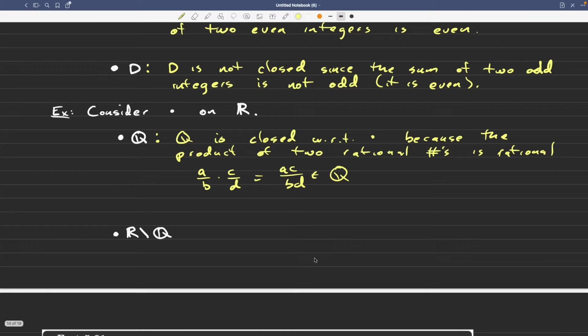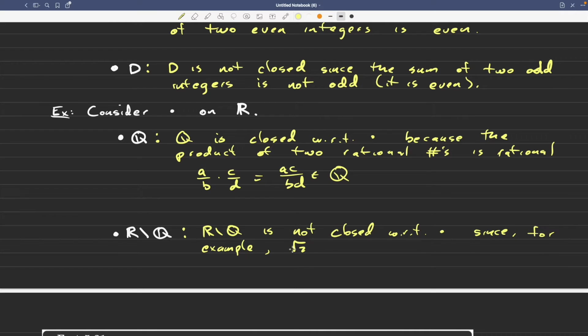On the other hand, R minus Q is not closed with respect to multiplication. Since, for example, square root of 2 is not rational, so it's in R minus Q. But square root of 2 multiplied times itself is equal to 2, which is rational.